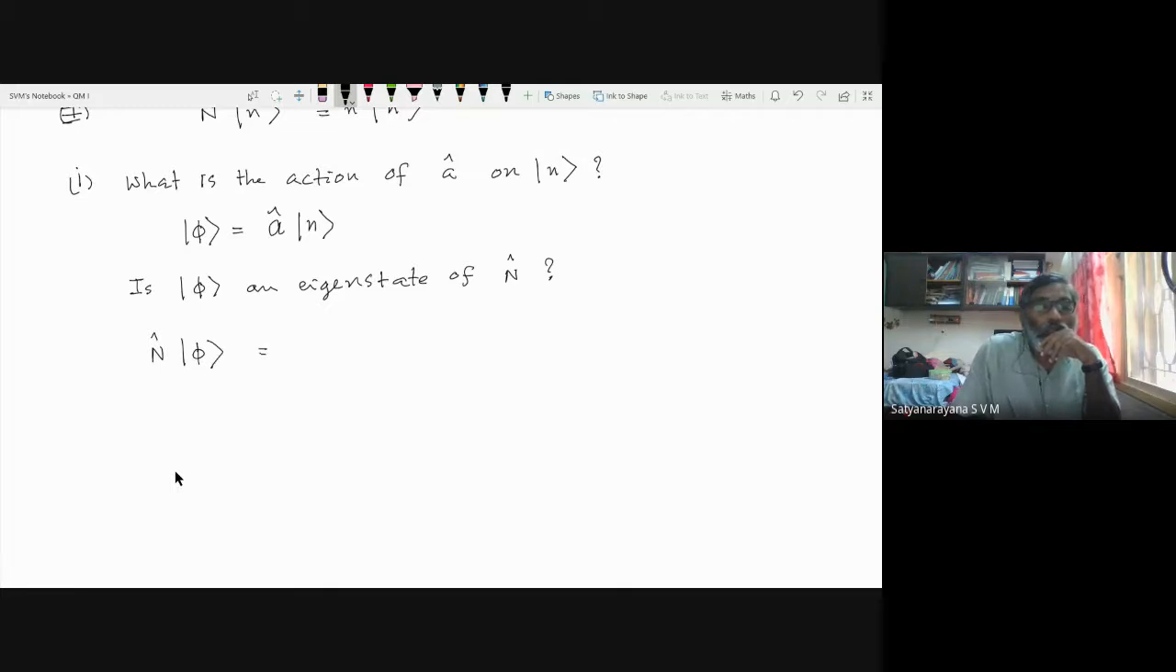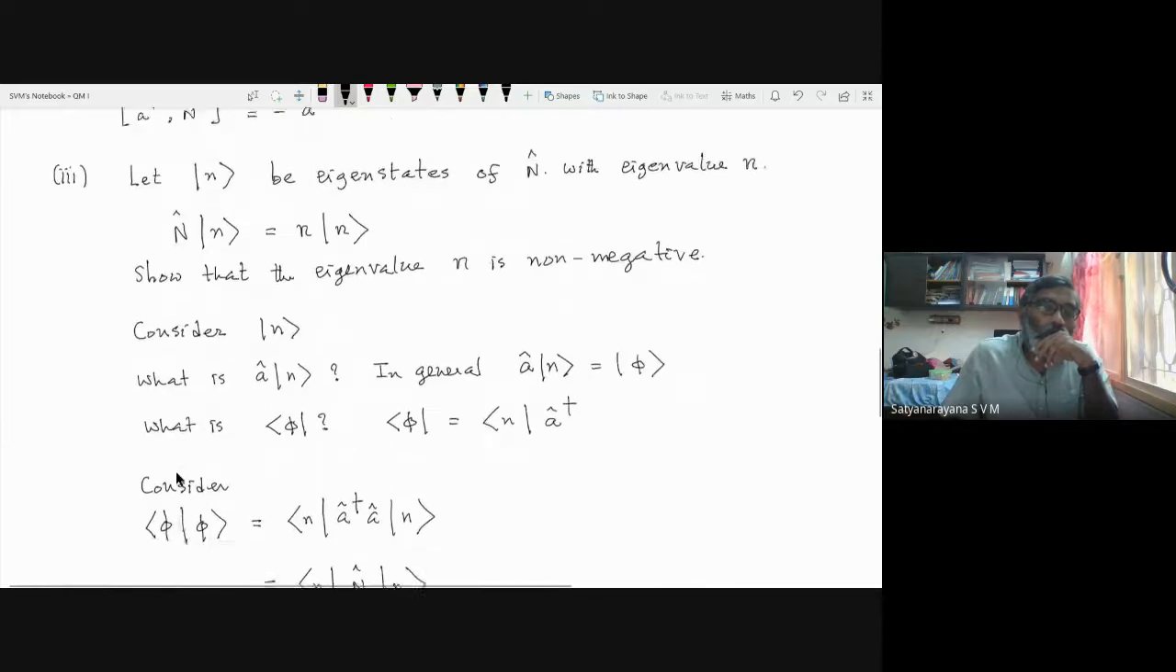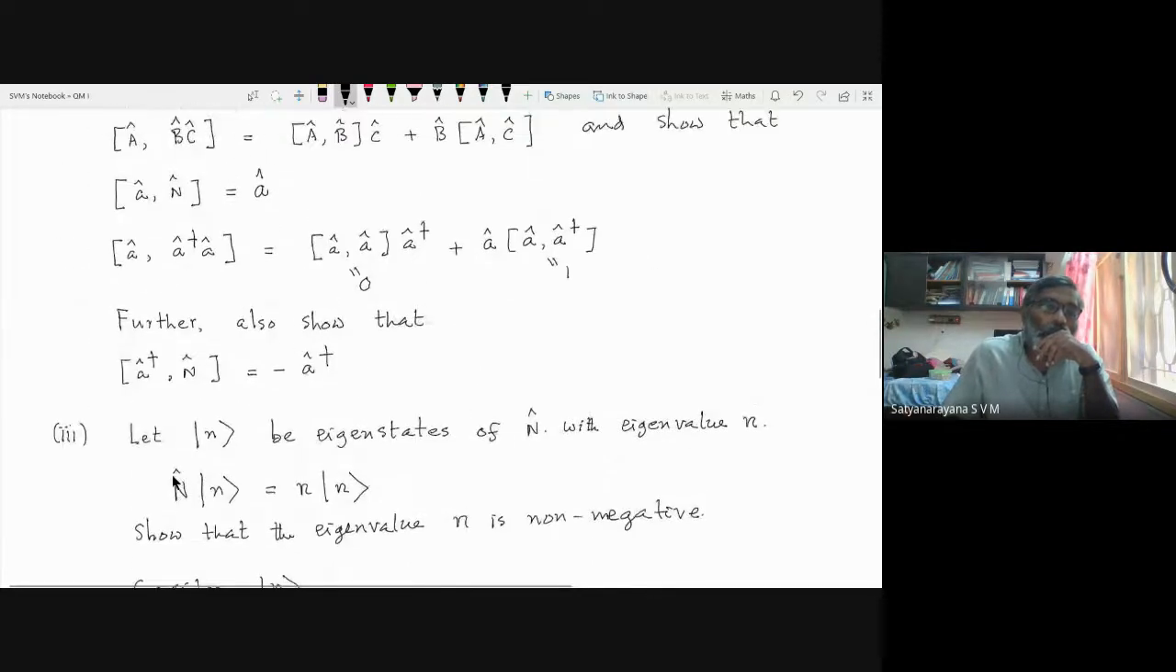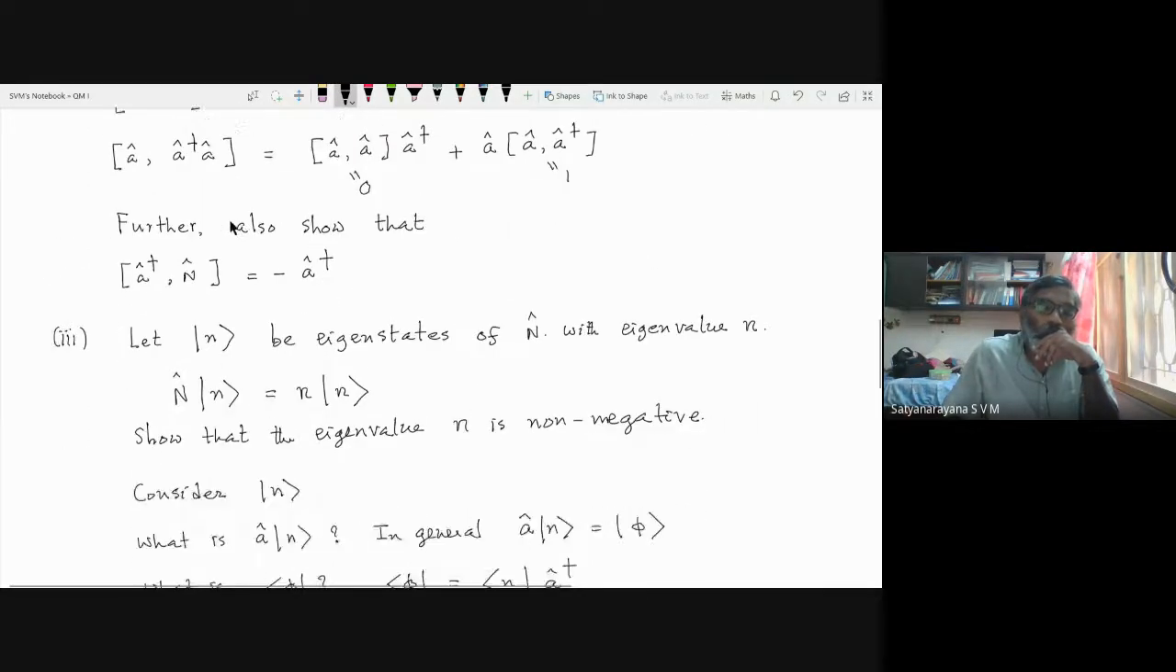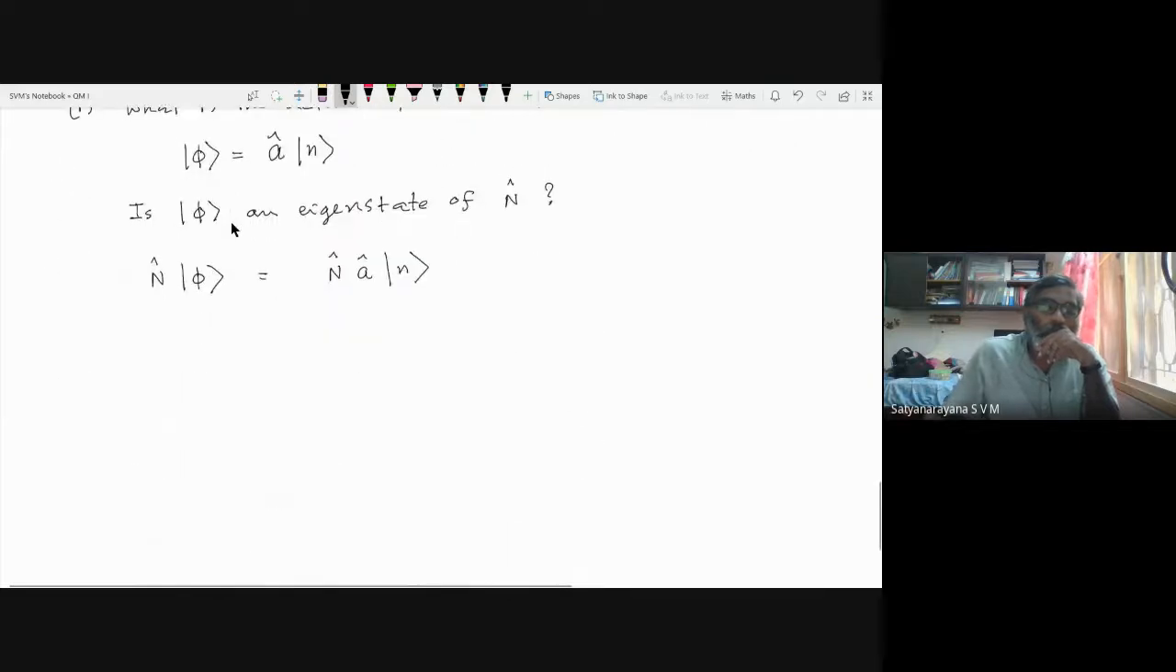But this is the same as N operating on, what is phi? Phi is A operating on |n>. Okay. So since we don't know what phi is, we don't know what N on phi is. But then we will go back to one of our results that we have, the commutator of A and N is A.